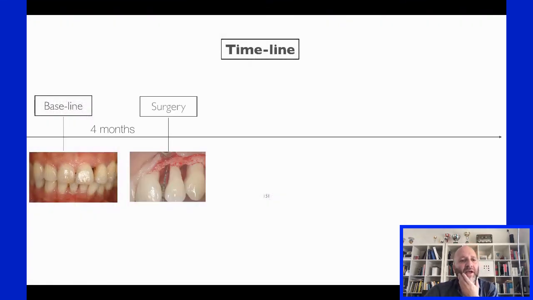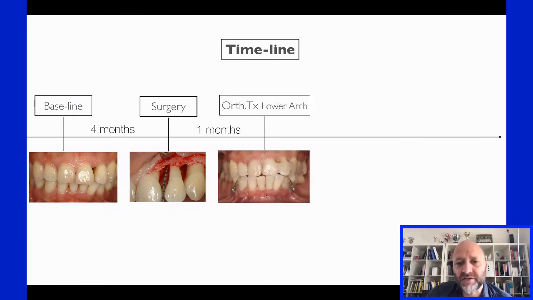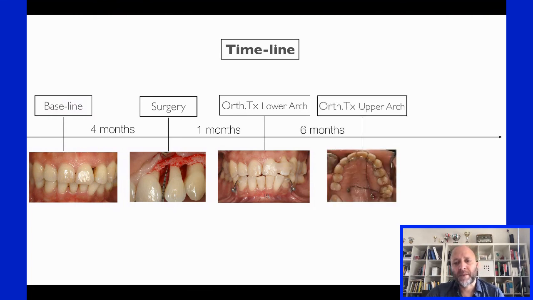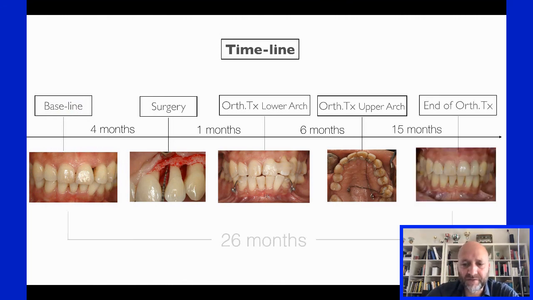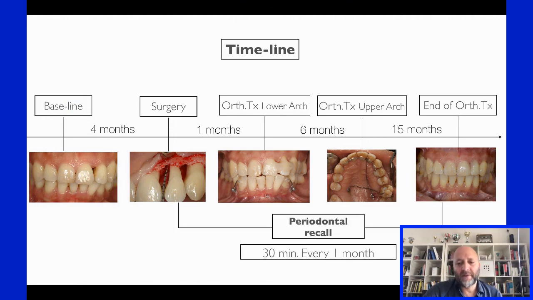And this is the timeline. After 4 months, I made the surgery. After 1 month, the orthodontic treatment started. After 6 months, the orthodontic treatment started at the upper side, and the whole therapy lasted 26 months. Every 30 minutes, every 1 month, the patient came into the office for a periodontal recall.